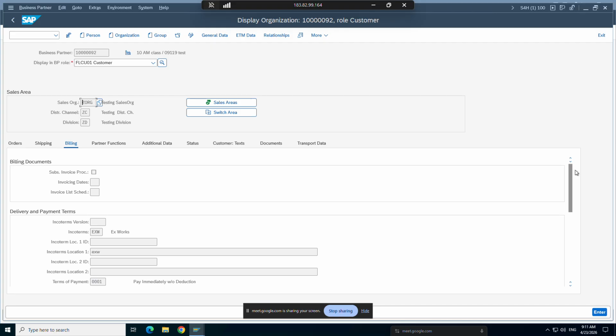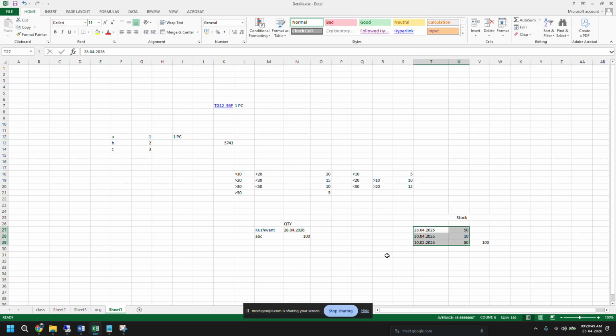That is something else. No, I was not talking about scheduling agreement. Scheduling agreement means, let's say in our case, this is what Kuswant has asked me, right? Let's say this is the Kuswant requirement. That okay, on 28th you give me 50 pieces, on 30th you give me 10 pieces, on 10th of May you give me 80 pieces.